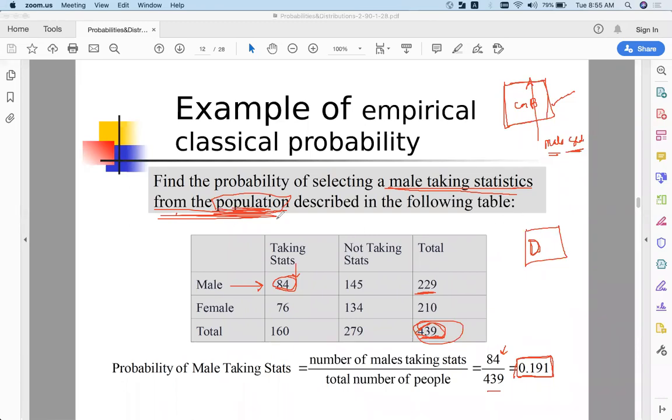So generally you have to divide by population. Nobody will ask what is the probability of selecting a male and then taking statistics. Generally you go with the 439. So that is the only catch in this problem. Of course your brain will think, okay, I read male first and then statistics, so of course you will try to jump here. But the catch is take a moment back. What is the sample space? The class has girls and boys, all of them, right? So that is the population that you are looking at.